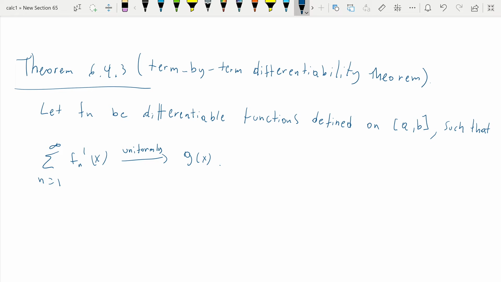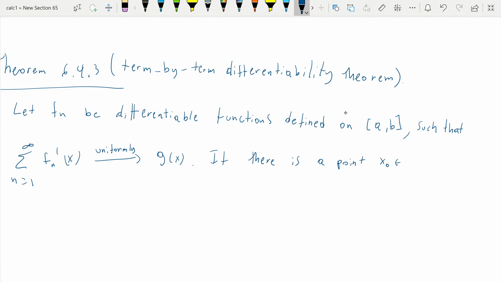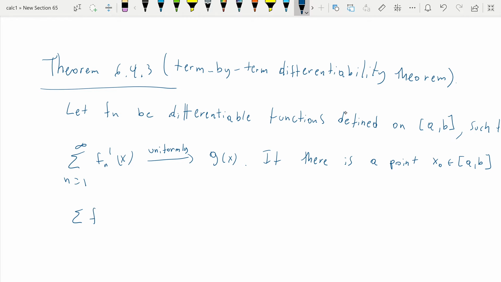Now we also need a condition, a point x naught in [a, b] such that the sum of fn at x naught converges. So this series converges.